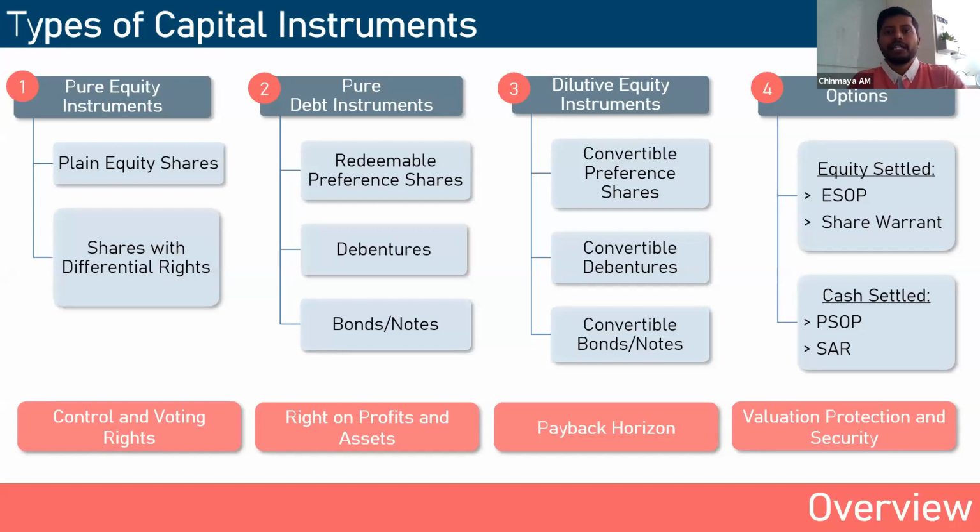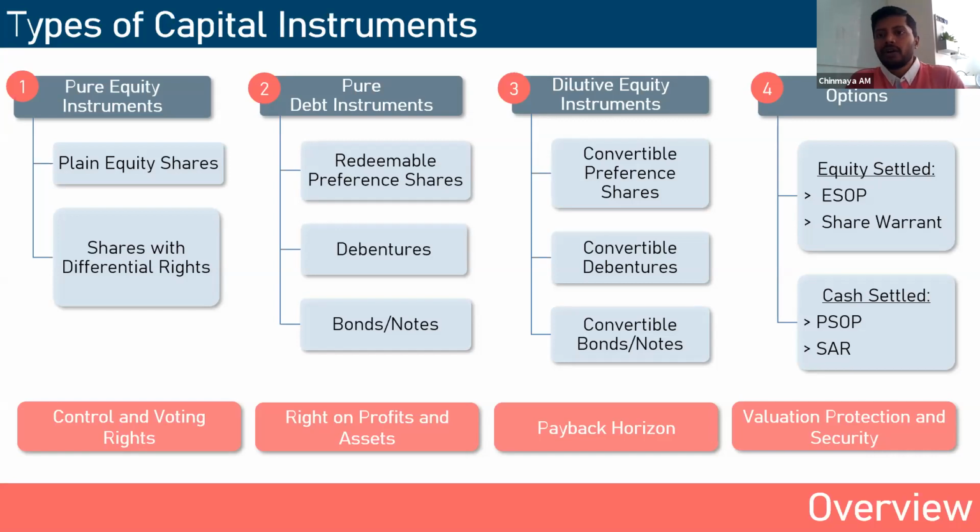Then the next category is dilutive equity instruments. These are not equity instruments, but in effect almost similar to equity instruments when we think of it from a valuation perspective. One is convertible preference shares, convertible debentures, and convertible bonds. All are mostly similar except for the basic characteristics of the instrument.